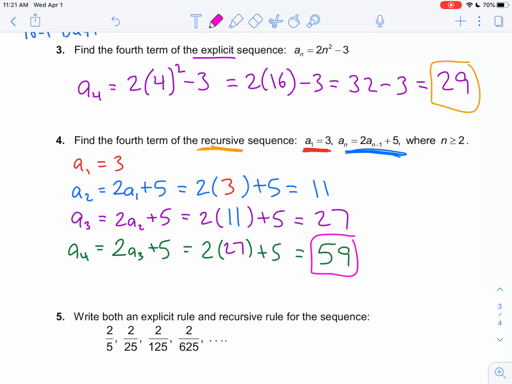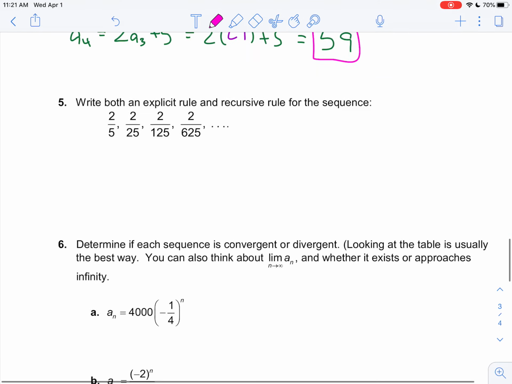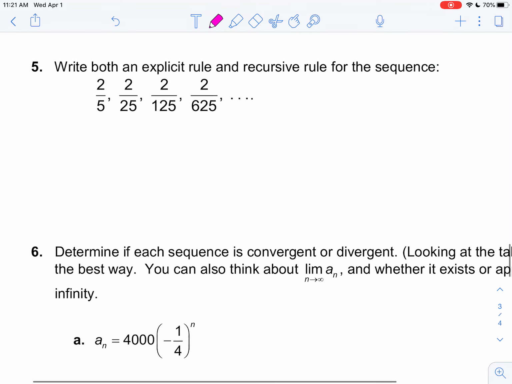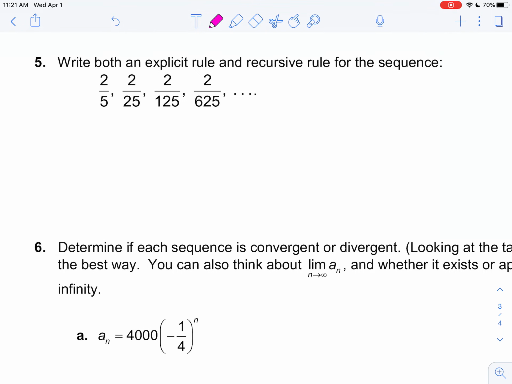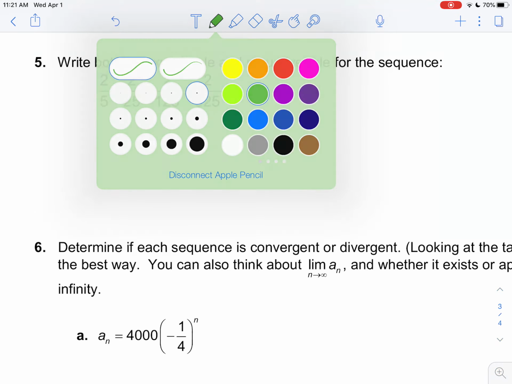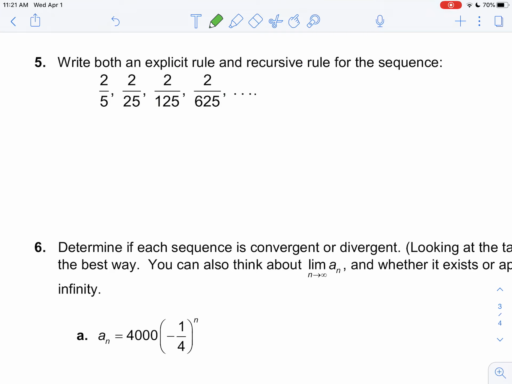All right. What I like about number 5 is trying to put everything together, asking you for 2 different rules, both explicit and recursive. I'm actually going to suggest maybe let's do the recursive rule first. No matter which rule you want to do first, though, it kind of goes back to our video number 2, where we want to look for a pattern. So my numerator is not changing. When I look at my denominator only, I can say times 5, times 5, times 5.